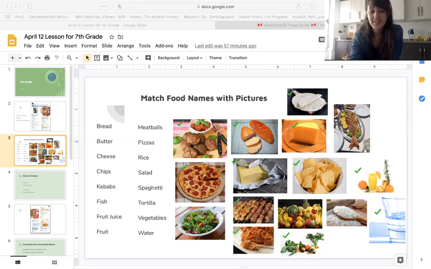What are these? Tortillas. What are these? Vegetables. What is this? Rice. And what is this? Fish. What is this? Salad. Good.